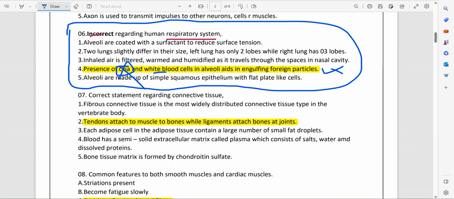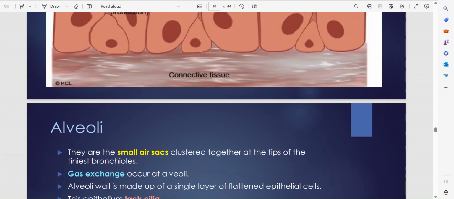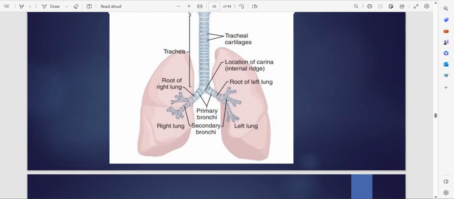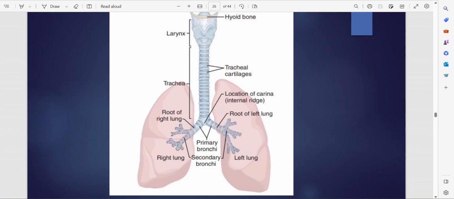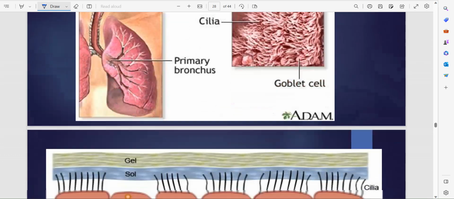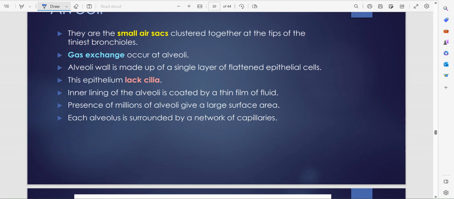If we take the first statement, alveoli are coated with a surfactant to reduce surface tension, that's true. The two lungs are slightly different in size, and the left lung has only 2 lobes, but the right has 3. You might get confused in this statement if you don't remember which one is big and which one is small. The reason for the left lung to be small and have 2 lobes is the presence of the heart, as the apex of the heart is near it. The next one, inhaled air is filtered, warmed and humidified. Yes, it is done when it passes through the nasal cavity. And the fifth one, alveoli are made up of simple squamous epithelia with flat plate-like cells.